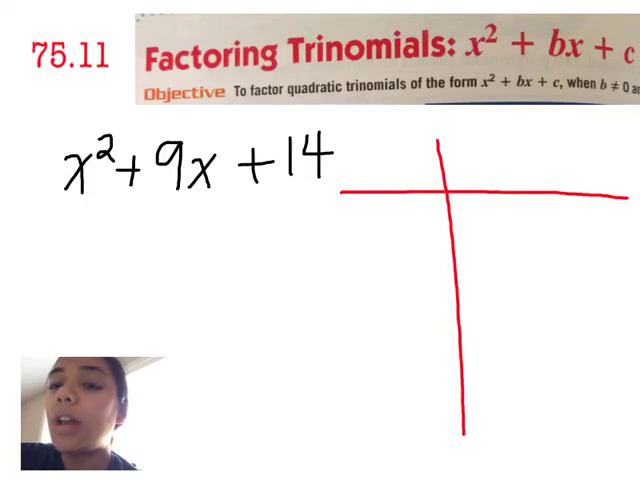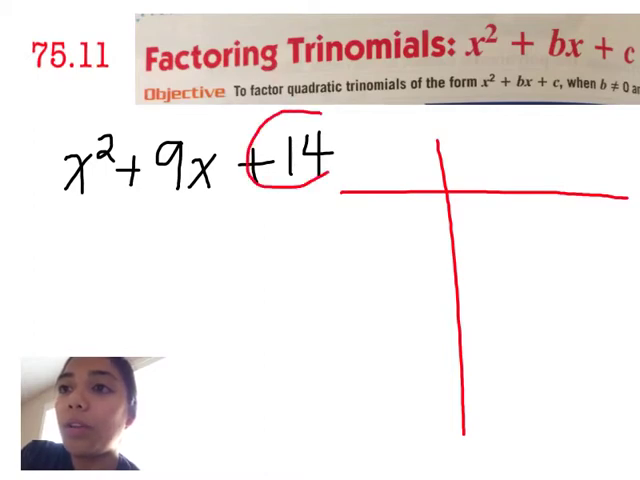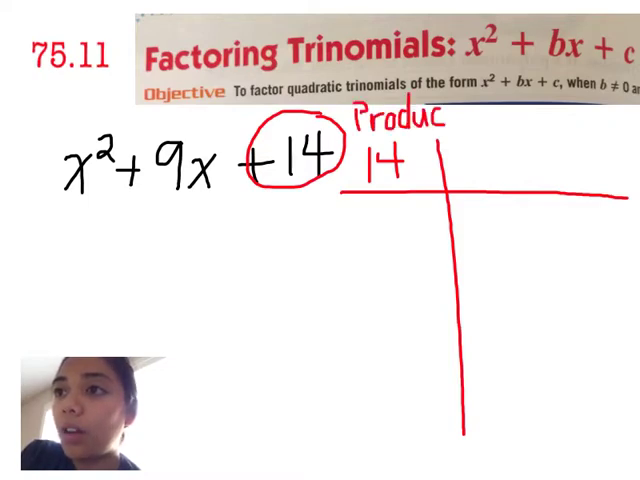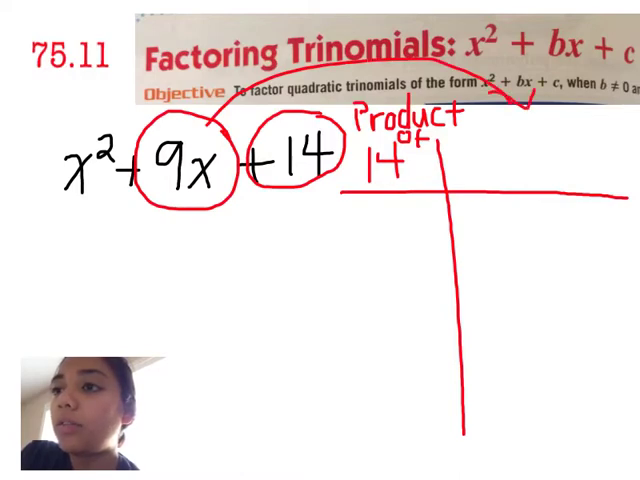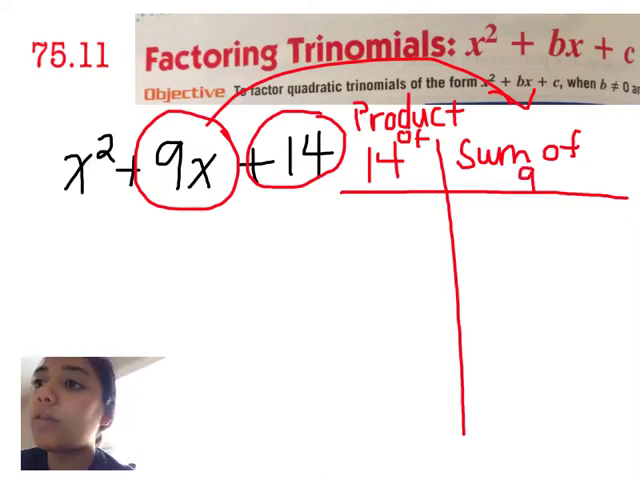In that t-chart, the number that goes right here is going to be 14. You need to think of two numbers, so it has to be a product of 14, always a product of the last number, and then the sum goes here, the sum of the middle number, so the sum of 9. So product of 14 and the sum of 9. It has to be the same number. So let's think of products of 14.